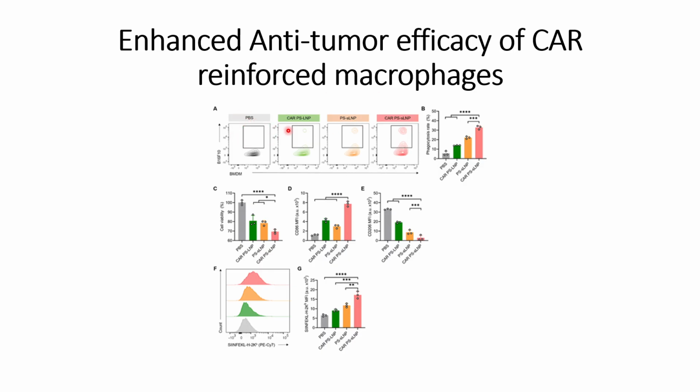The first one is PBS, which is the negative control, and the second one is CAR-PS-LNP. It does not have the STING agonist. The third one does not have the CAR. It only has the STING agonist. Here we can see that among all three cases, the maximum expression or maximum phagocytosis is observed in the case where they have both the CAR and the STING agonist, compared to the other two cases. The quantitative results are shown in figure B.